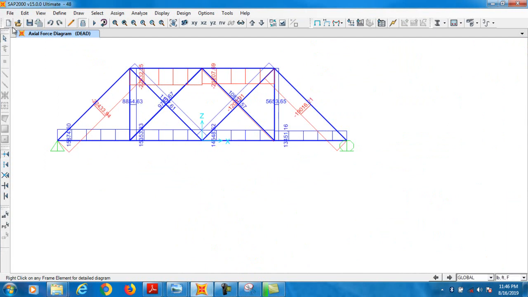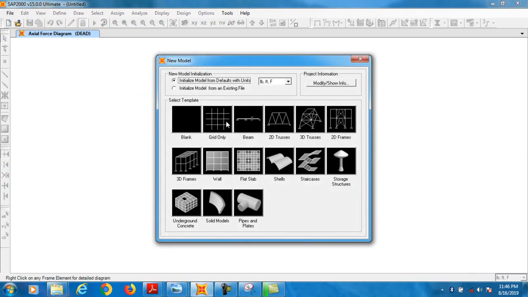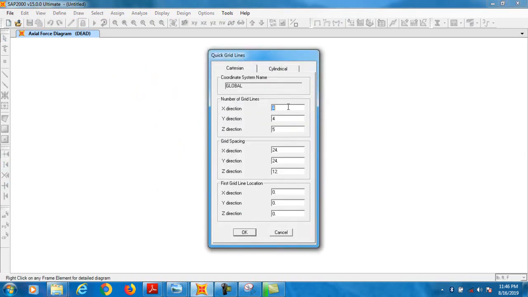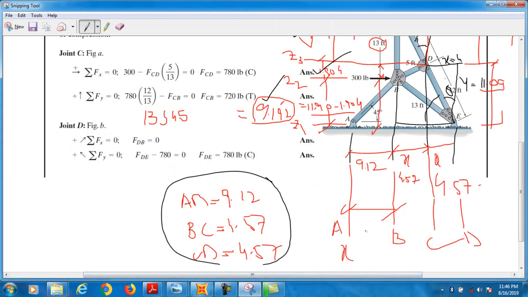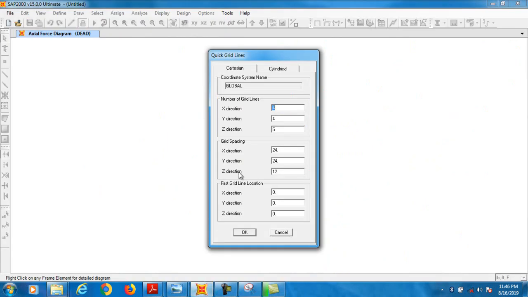Okay, select new template. Here we use grid only. In x direction we have basically how much axis? 1, 2, 3, 4. While in z direction we have 1, 2, 3, 4. So 4 by 4 we will use. So in x direction we need 4, in y direction we don't need, in z direction we have 4.